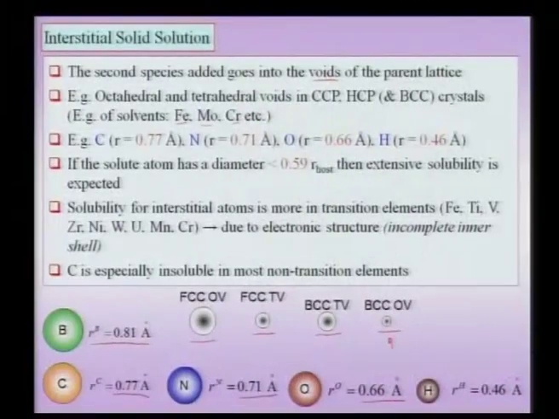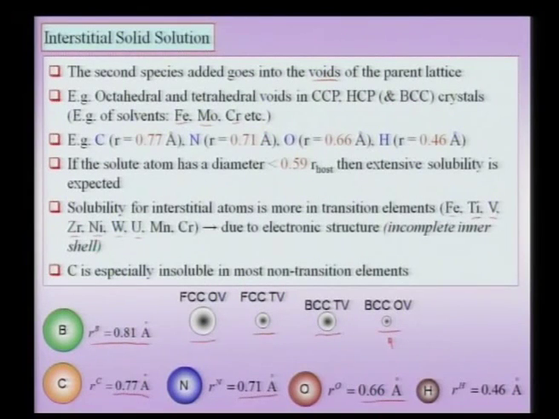It is noticed also that the solubility for interstitial atoms is more in transition elements, which, as you know, have incomplete inner shells. The transition elements showing good solubility for these interstitial atoms are iron, titanium, vanadium, zirconium, nickel, tungsten, uranium, etc. And some of these, as you know, are commercially very important elements. One point to be noted is that carbon is especially insoluble in most non-transition elements. Since it is so insoluble, we could actually use a crucible made of graphite to melt some of these non-transition elements, because it will not dissolve any carbon.